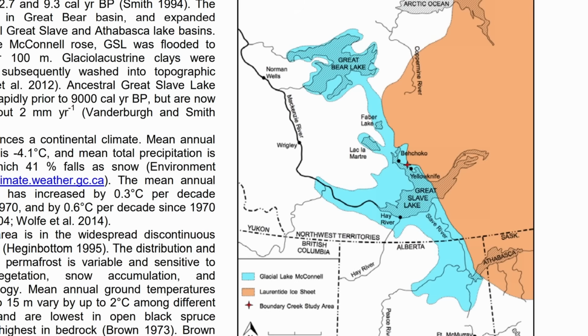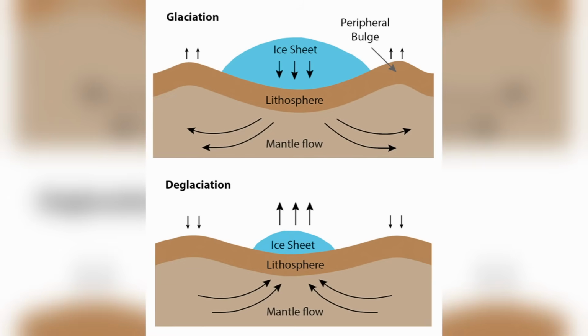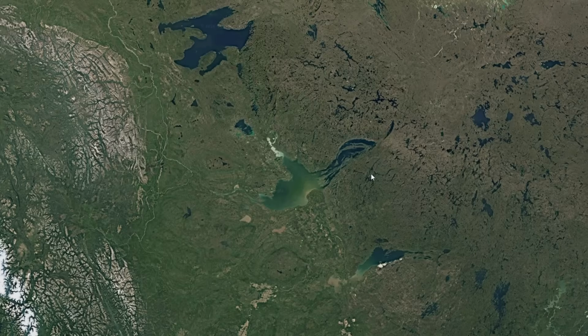Instead, the land started to rise due to isostatic rebound, or the rebounding of land after the pressure of an ice sheet leaves. This isostatic rebound of the land caused the lake to drain out more slowly than some of the other glacial lakes that catastrophically drained. And as Lake McConnell shrank, eventually the Great Bear Lake, the Great Slave Lake, and Lake Athabasca would become their own separate glacial lakes, and even they would continue to shrink.